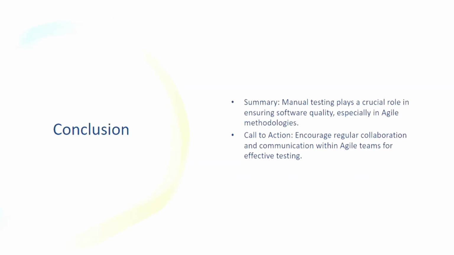So what is the conclusion of this video, guys? Here I tried to explain the role of manual testing in software quality. It is very crucial, and I explained how it happens inside agile methodologies. In this video I also explained how manual testing types help inside an agile team.